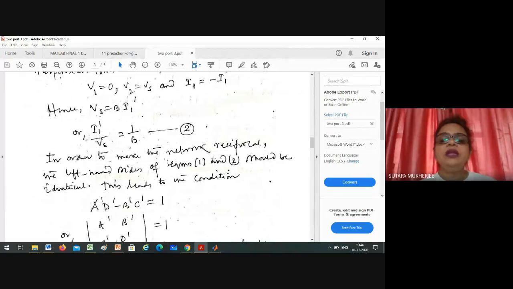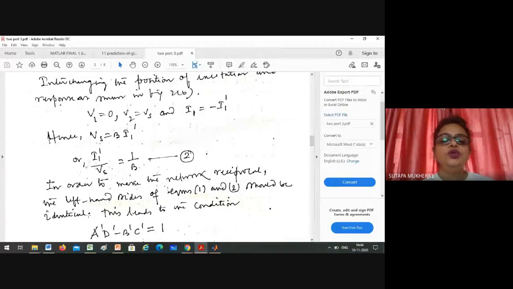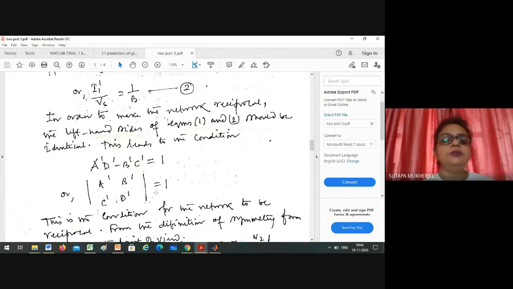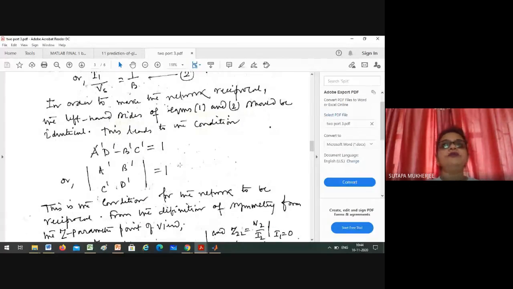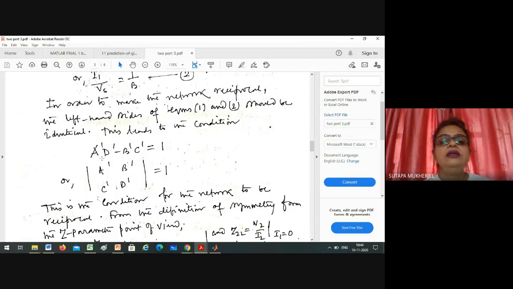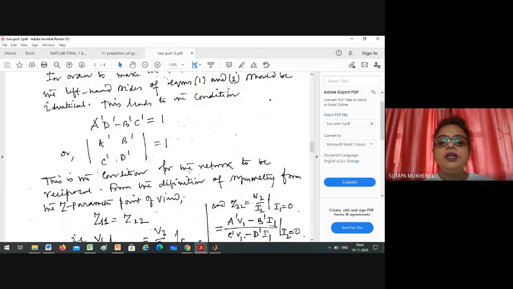In order to make the network reciprocal, what to do? The left hand sides of equation 1 and equation 2 should be identical. This leads to the condition A dash D dash minus B dash C dash equals 1. In case of the direct transmission parameter, the normal transmission parameter, what was the condition for reciprocity? AD minus BC equal to 1. Right. Here A dash D dash minus B dash C dash equals 1. This is the condition for the network to be reciprocal.